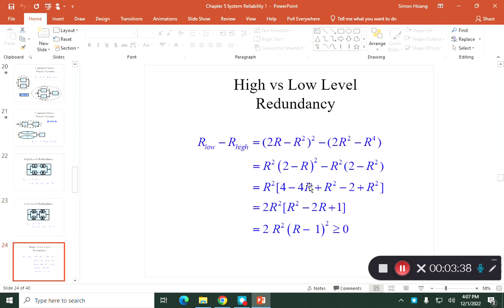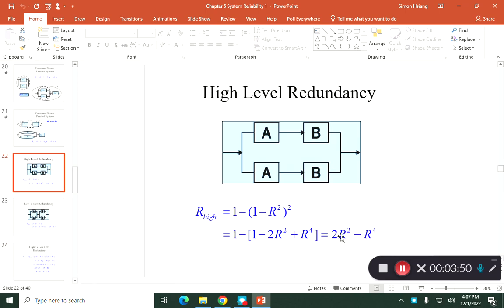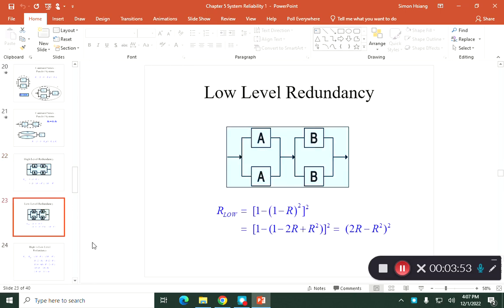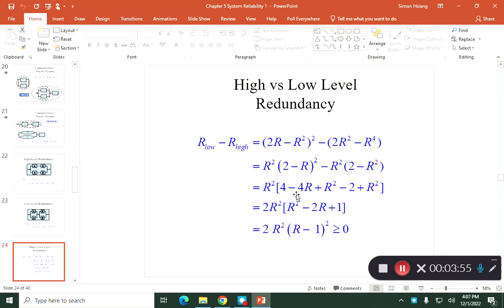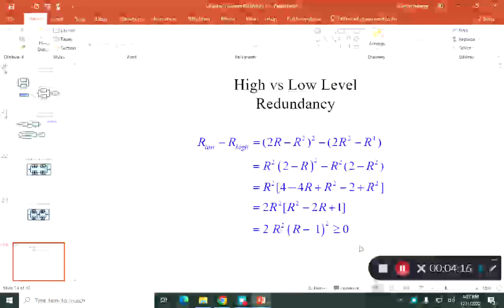So by comparing this, we say R low versus R high, okay? Low-level redundancy minus high-level redundancy, based on this representation and this representation, and you will see that at the end it becomes R squared minus R minus 1 squared, and it doesn't matter whether it's 1 minus R or R minus 1, it is squared. So this whole thing is always positive. What does that mean? Low-level redundancy is always better than high-level redundancy.